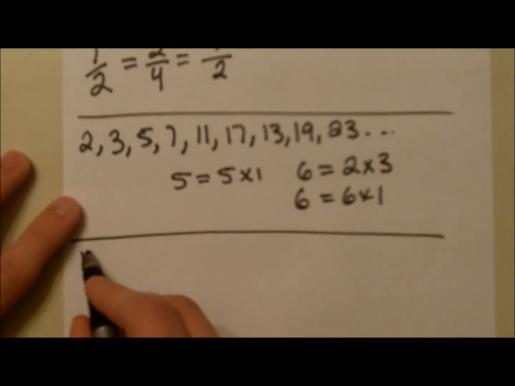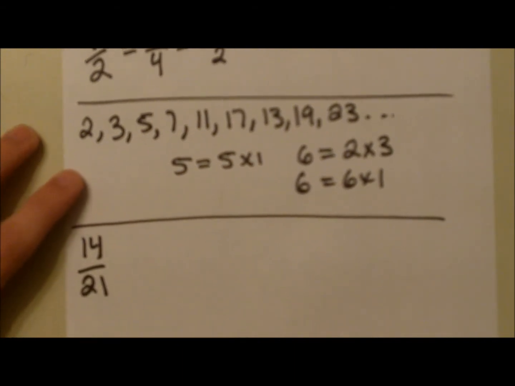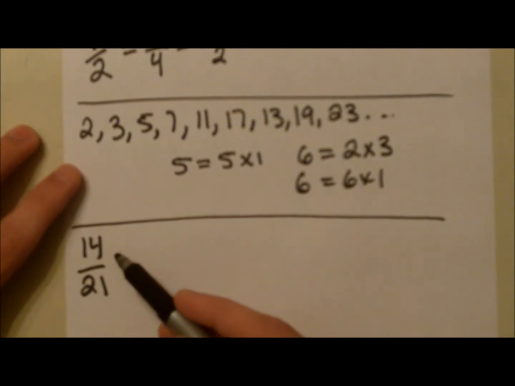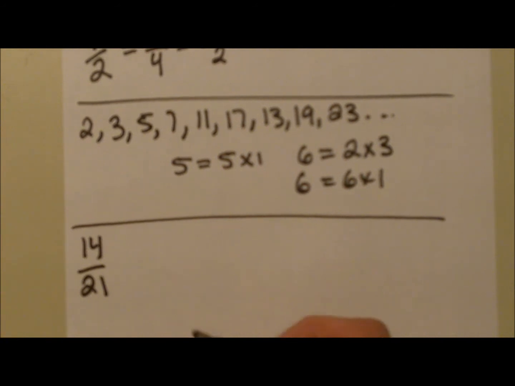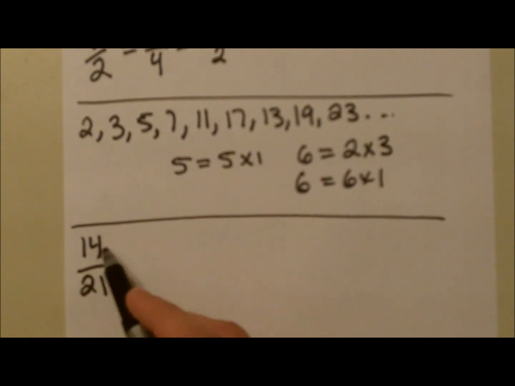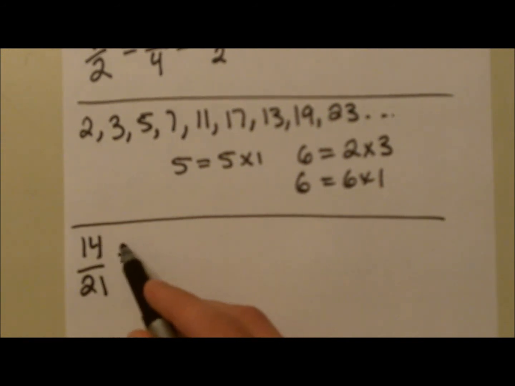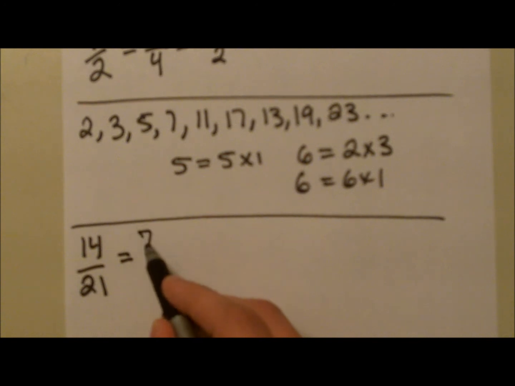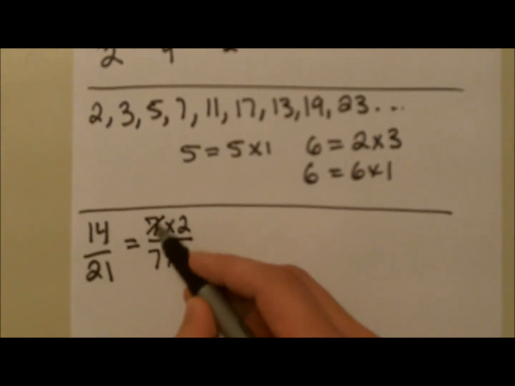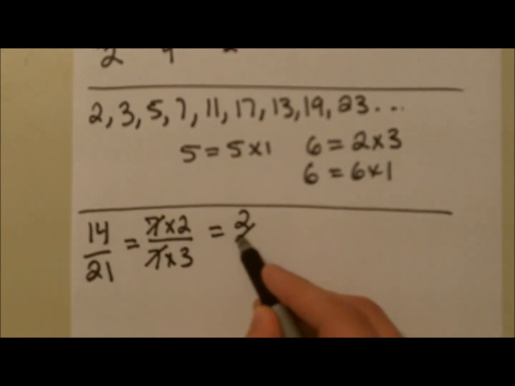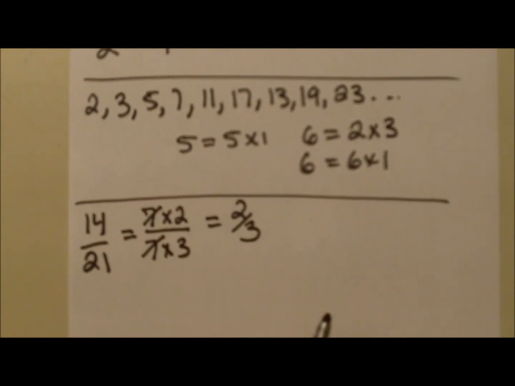So let's jump into an example here. Say we have 14 over 21. The first thing we can ask is what is going to go into both the top and the bottom terms here. This is really where your multiplication skills will come in handy. If we know that 7 can go into both of these, we can say 7 times 2 is 14, and 7 times 3 is 21. So you can cross out those 7s, and what you're going to be left with is 2 over 3.